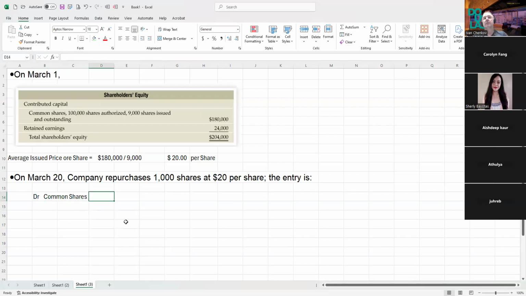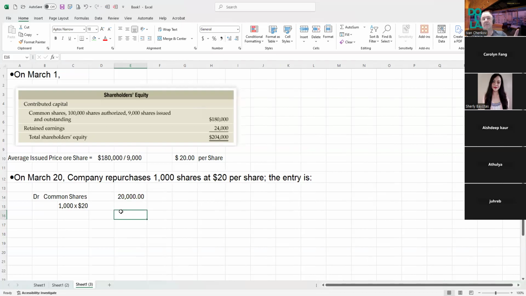Now, what's the value of those common shares that we buy? How many shares do we buy? We buy 1,000 shares, and the average price on our books for those shares is $20. So based on our books, we're purchasing back 1,000 shares at $20 per share, so $20,000. Now, how much we're paying, that's a different story.